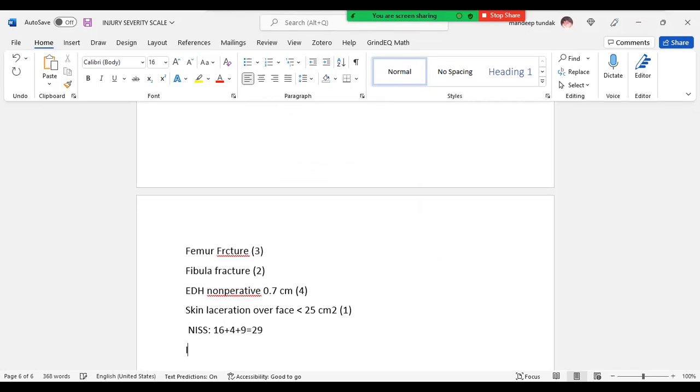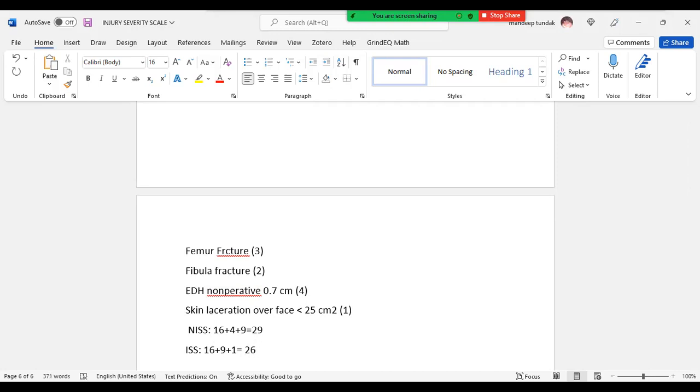Jivan, what will be the ISS score for this patient? Sir, in ISS, we cannot take fibula fracture. We'll have to take only EDH, femur, and skin laceration, which will give 16 plus 9 plus 1, so 26. Okay, the score will be 26. I hope you got the point.